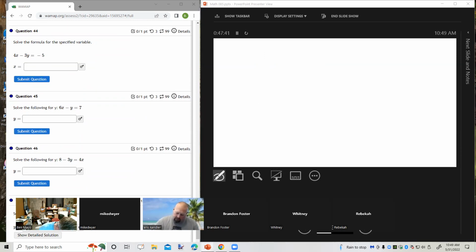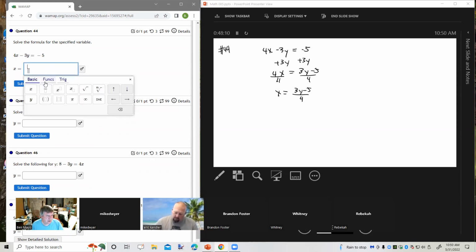44 coming up. Let's see here. 4x minus 3y equals -5. Solve for x. So I'm going to add 3y to both sides of the equation and then divide both sides by 4. So x is 3y minus 5 over 4. And for that, I'm going to use this fraction key. So 3y minus 5 all over 4.